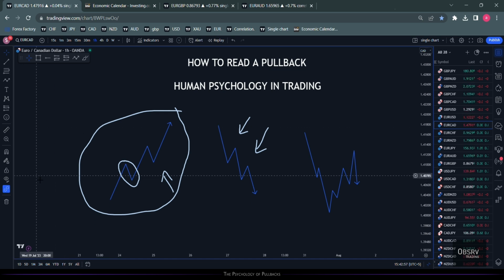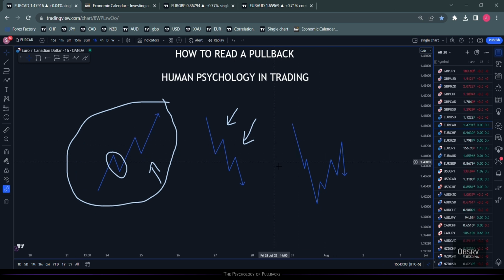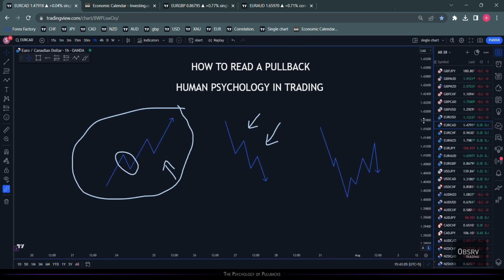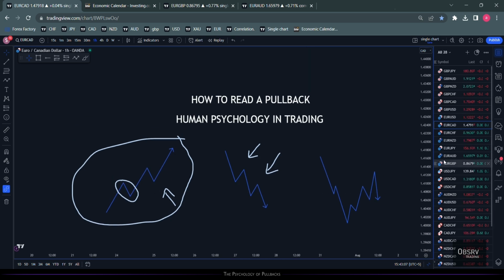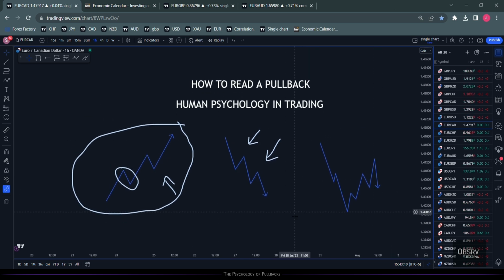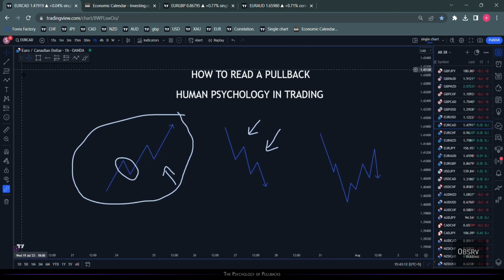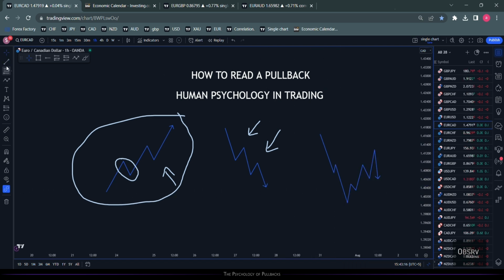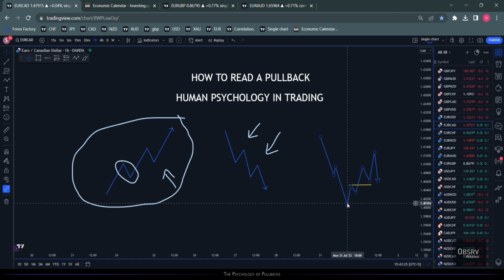How do you read an uptrend or a downtrend? How do you read a pullback? What I personally want to do, what I actually used to do when I wasn't this good at it, is that as soon as the pullback starts to come in, I would start marking those areas. Okay, so in other words, let's put it like this.